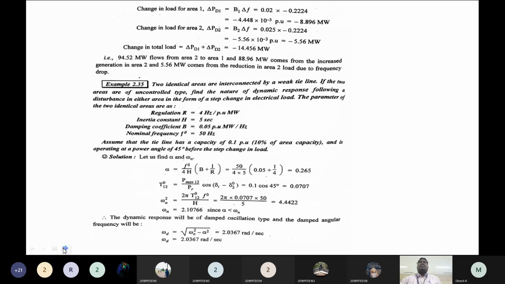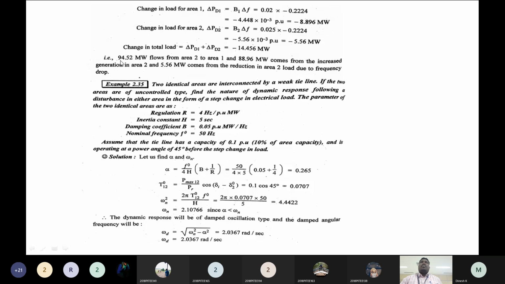Next one is the change in disturbance power for area 1 as well as area 2. Del PD1 is B1 into del F. B1 we know is 0.02, and del F is minus 0.2224. You have minus 8.896 megawatts. Likewise for area 2, B2 into del F, so the value is minus 5.56 megawatts. So the change in total load is minus 14.456 megawatts.